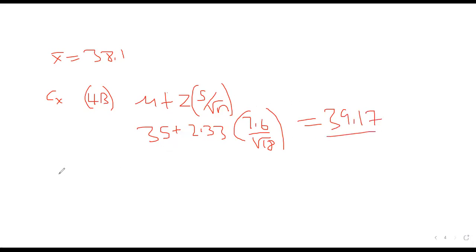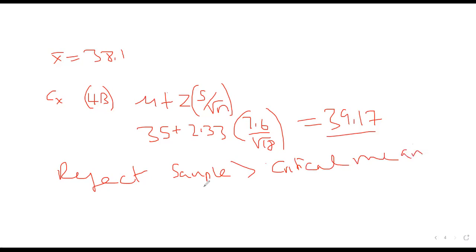So we reject if the sample mean is greater than the critical mean. Here our sample mean was 38.1. Our critical mean was 39.17. So since it's less, what do we do? We fail to reject. So this is also another rule which correlates with what we found at first. Are we together?